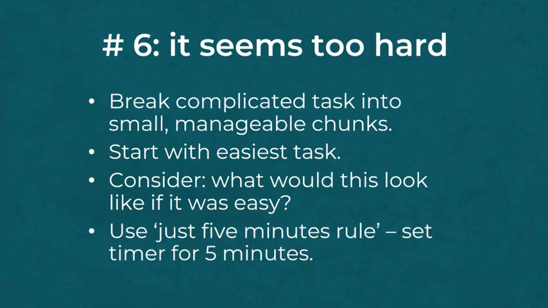Another way to overcome this perceived difficulty of a task being too hard is to use the just 5 minutes rule, which is where you set a timer for 5 minutes, sit down to do some work, and then once the timer goes off, after 5 minutes, you are 100% free to leave. But most of the time, you'll have overcome the difficult part, which is starting, and you might do more work. But even if you don't do more work, you've at least done something. You've at least moved the project forward a little bit.